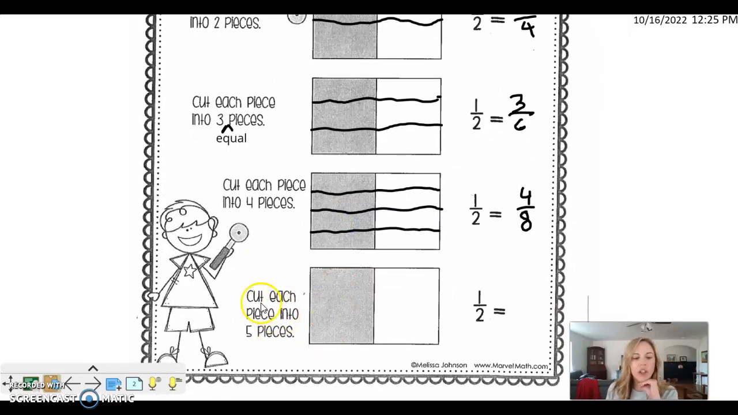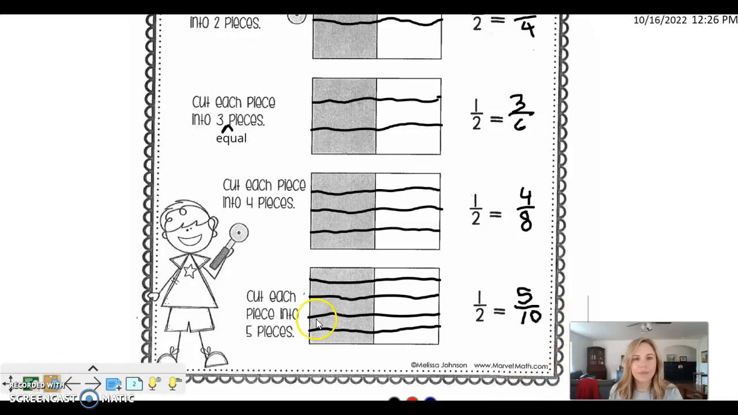Let's do one more. You're going to cut each piece into 5 equal pieces. And let's see what fraction you get. Push play when you're done. Okay, your model should have 4 lines across. And was your new fraction 5 out of 10? We had 5 shaded out of 10 equal pieces. Do you agree? If your model does not look like mine, please press pause and make sure it does. Make sure all of your models look like mine.